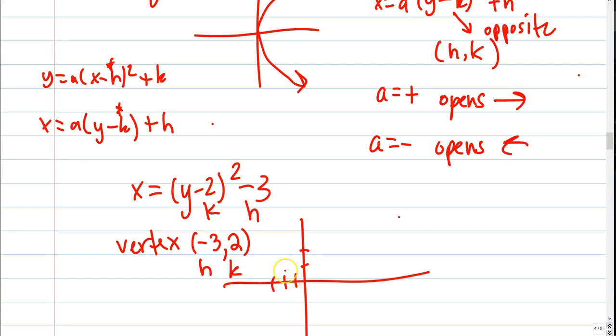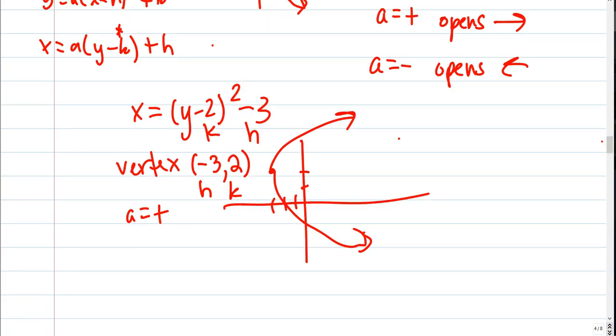So you graph a point at negative 3, 2. And since the a is positive, this parabola would open to the right. If that a had been negative, it would be the same parabola, just opening to the left. So that's it for this.